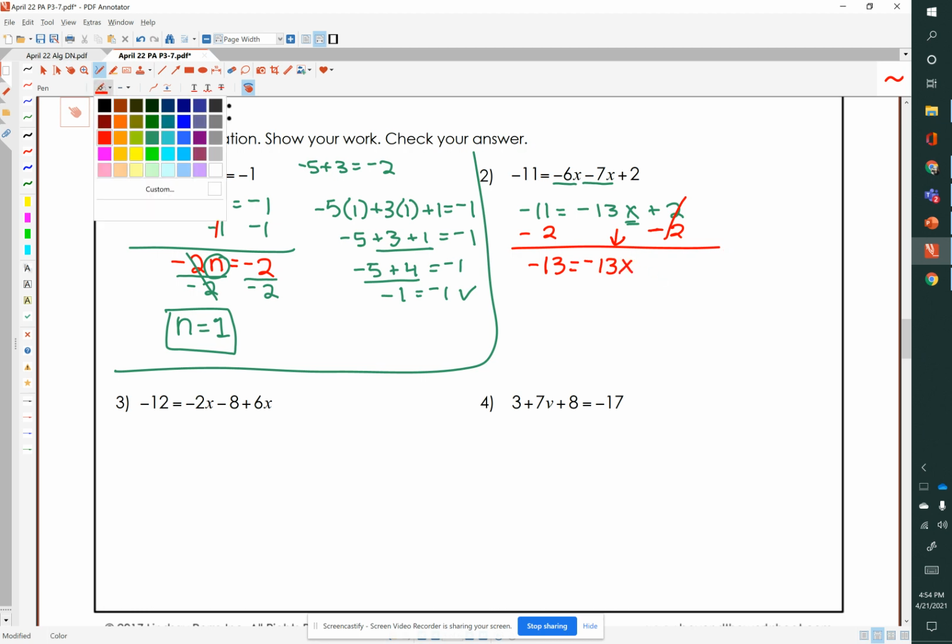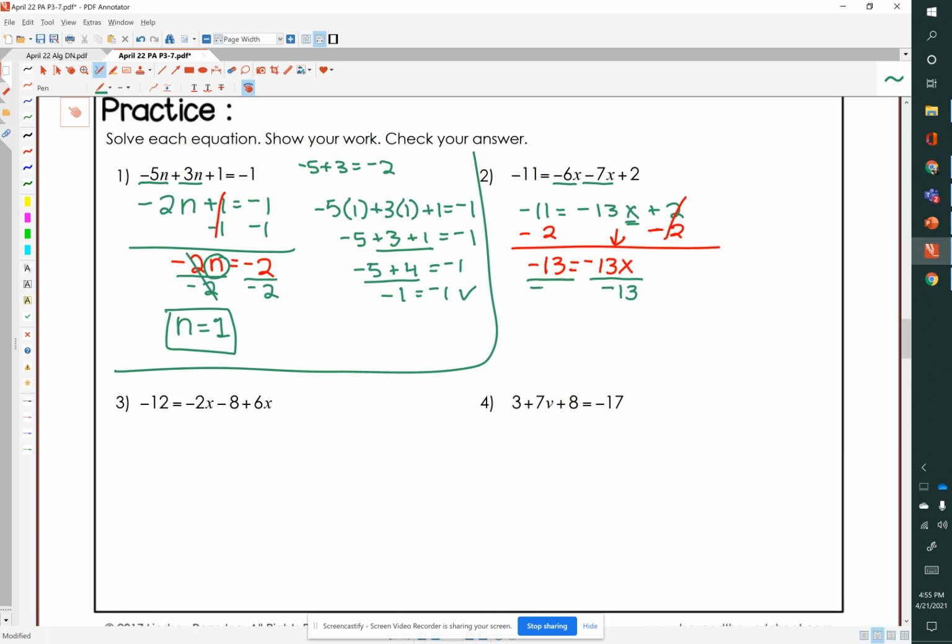So now we still do not have x isolated, so we're going to divide x by negative 13 because it's being multiplied by negative 13, and whatever we do to one side, we do to the other. And now negative 13 over negative 13 equals 1. So we have our x isolated and our x equals 1.